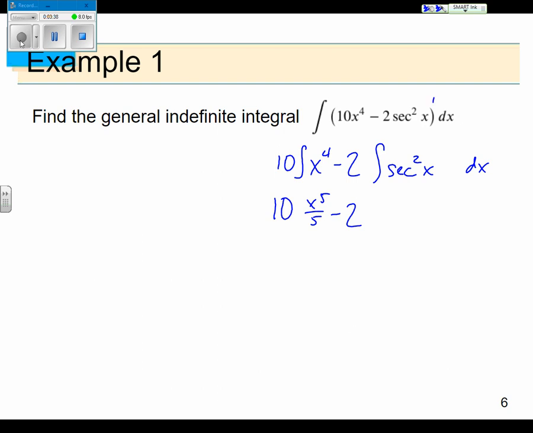Don't raise the exponent by 1 and put it over the new exponent on the secant squared, okay? If you're having trouble, go back to the slide, look and see what I took the derivative of in order to get secant squared. And you should find it to be tangent. And once I take those two integrals, I'm going to have that plus c tacked on the back. Now, go ahead and simplify this. 10 divided by 5 is 2. And this would be full credit.